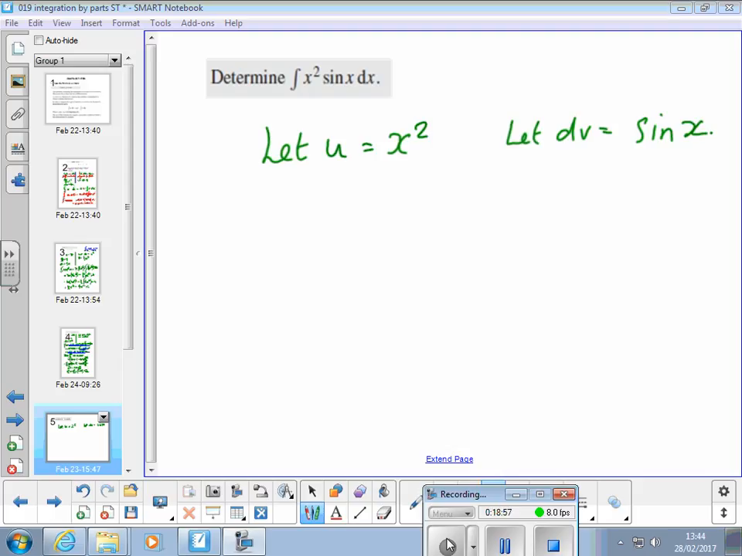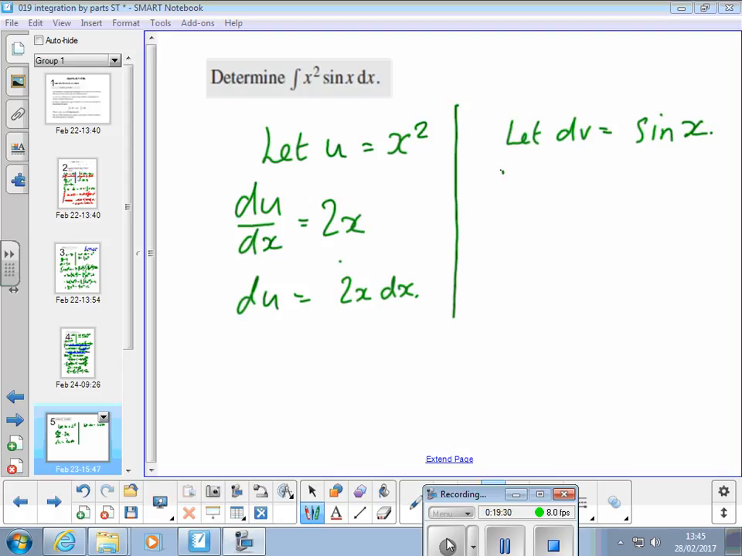Alright, so what is the differential of x squared? 2x. So du is equal to 2x times dx. v here is, so integrating sine x, it's minus cos x. We've seen that before somewhere.